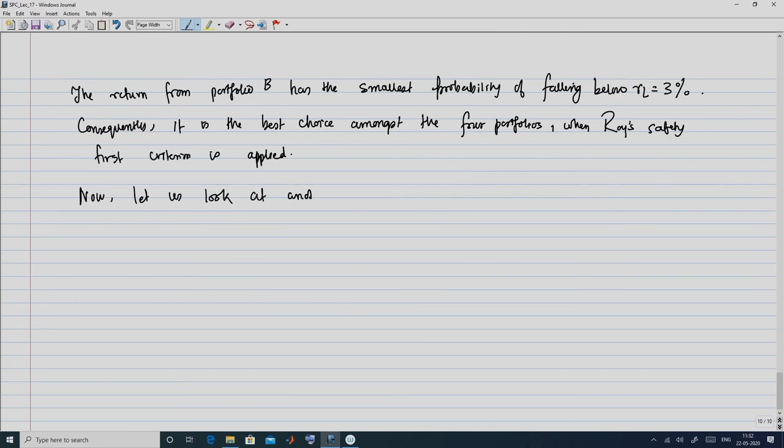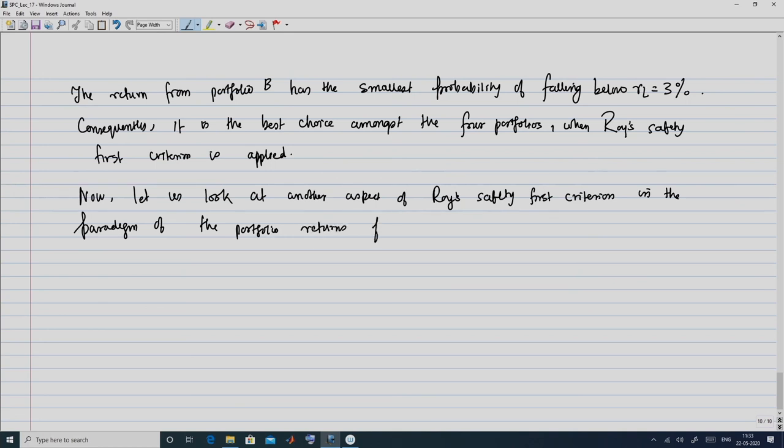Okay, so now let us look at another aspect of Roy's safety first criteria in the paradigm of the portfolio returns following normal distribution.